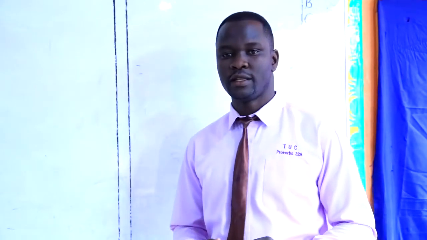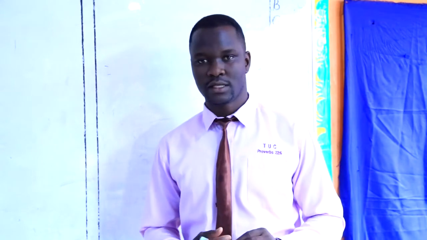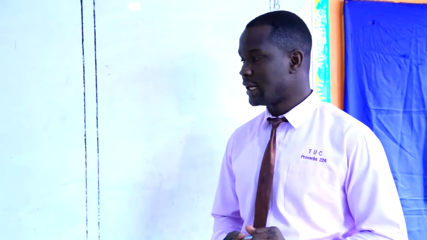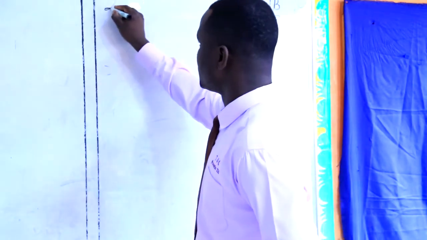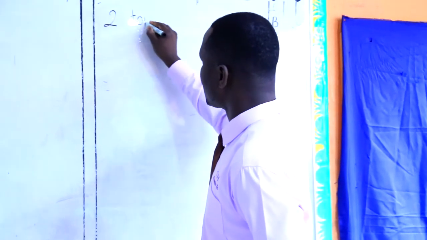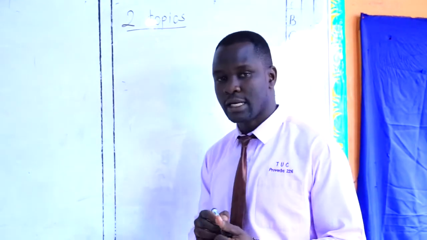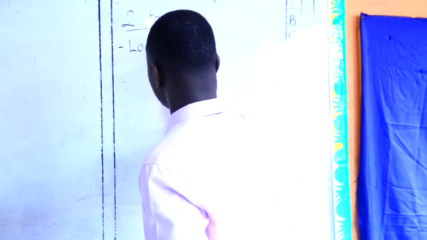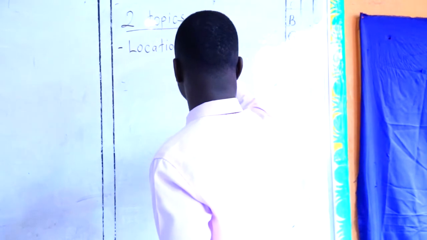In this term, I know you are from Primary 3. In this Primary 4 class, we are going to be having 6 topics which are grouped in 2, that is each term. In this first term, we are going to be looking at 2 of them. One of them is the location of our district.